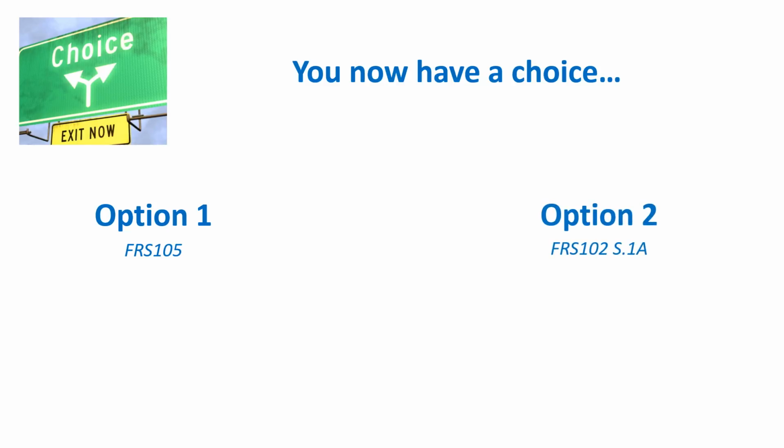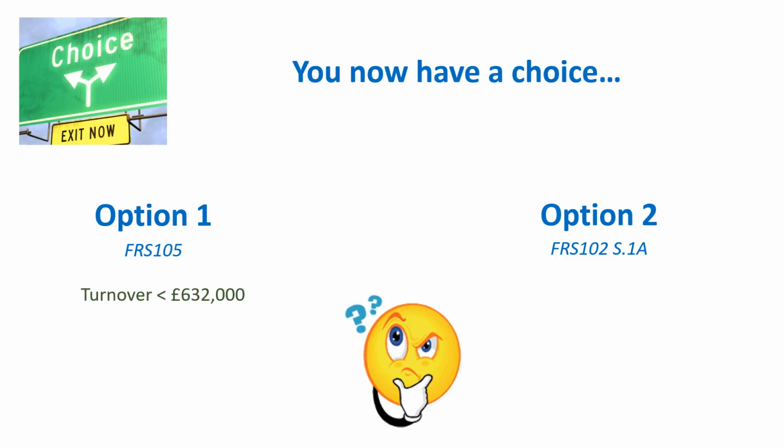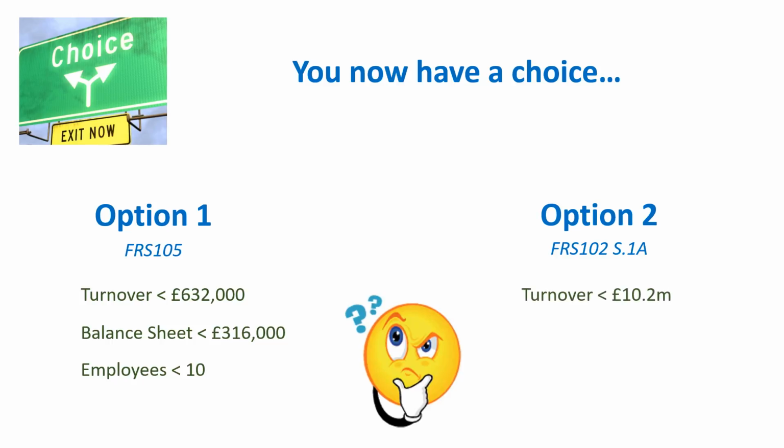In its place, you now have a choice. Option 1, which is FRS 105, and Option 2, which is FRS 102, Section 1A. So, which one would you choose? On the face of it, it seems quite simple, because you can only use Option 1 if at least two of the following apply. Your turnover is 632,000 or less. Your balance sheet total is 316,000 or less. Your number of employees is 10 or fewer. Option 2 takes the limits up to turnover of 10.2 million, balance sheet total 5.1 million, and employees 50.